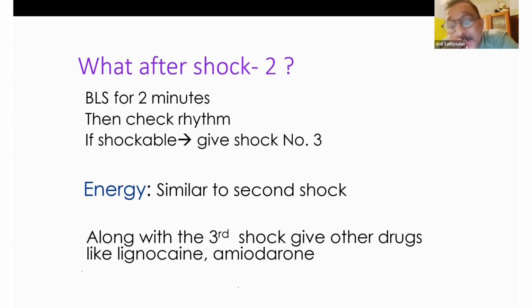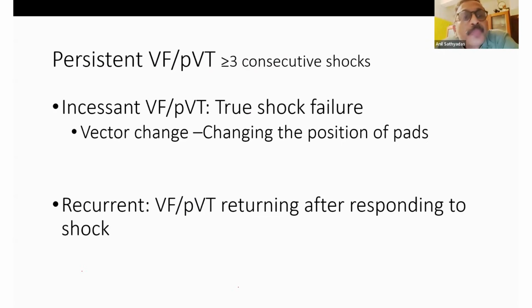And it's with the third shock that you think of drugs that would help you tackle a VF or pulseless VT, especially amiodarone and lignocaine. So, along with the second shock, we gave adrenaline in a patient who had a shockable rhythm. Along with the third shock, where you think that this is a bit refractory to shock, you start to think of drugs, amiodarone and lignocaine.